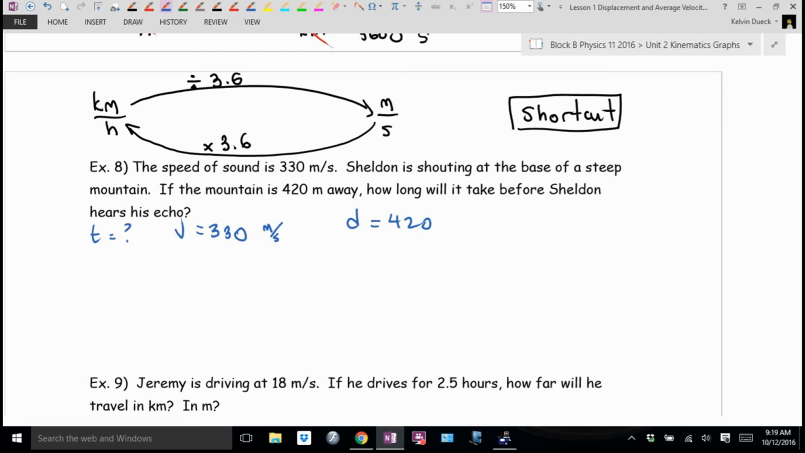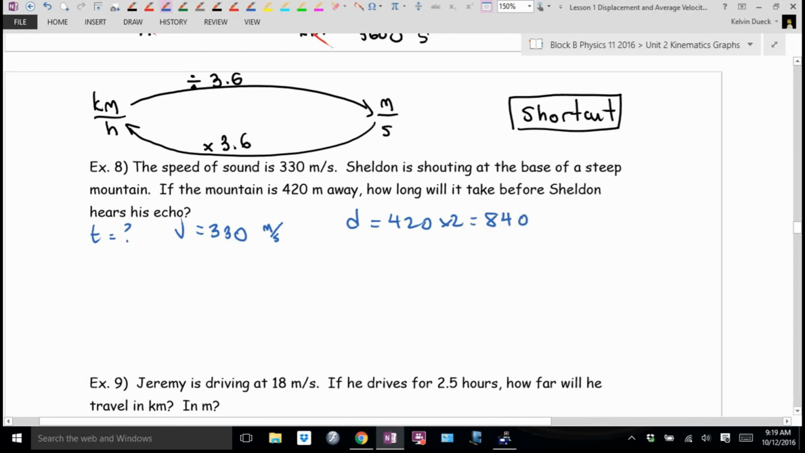Now pause. Anybody see it? Kiana. Because it has to go to the mountain and then back. Speak to me, oh brilliant one. Loud and proud for a candy. Because the sound has to go to the mountain and then come back. So how far is the sound actually having to travel? 840.